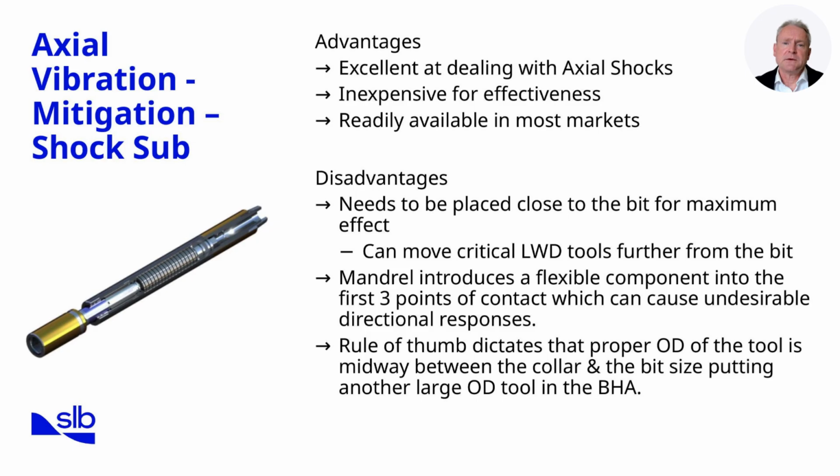A key point to remember is that a shock sub dampens axial vibration, but shocks tend to have multiple modes. These are not dampened, and in some cases the shock sub can be a weak point in the string, leading to twist off. An optional suggestion is to run a steerable motor, which also provides a dampening effect through its bearing housing. In summary, shock subs remain an excellent first-line defense against axial vibration, but they must be placed and sized carefully to balance benefits and limitations. With axial mitigation covered, let's now move on to torsional vibrations, specifically stick-slip behavior.